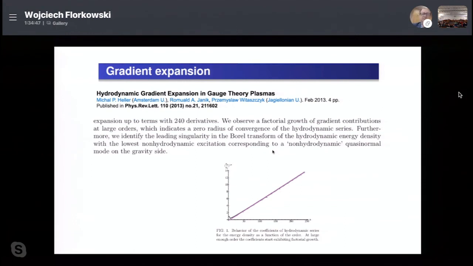This is also an interesting development because this paper was quite famous, the paper where Heller, Spalinski and Witaszczyk found that all those terms diverge in the gradient expansion. There was some discussion in the papers that this was seen already by Grad in the 1950s, and even famous mathematicians like Hilbert were studying this problem of convergence of such series when you go from the Boltzmann equation to hydrodynamics, even in the non-relativistic case.